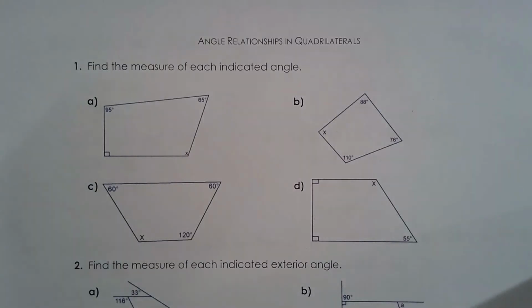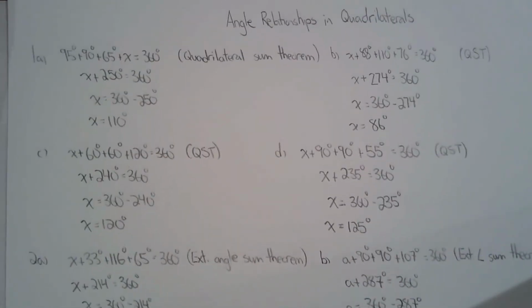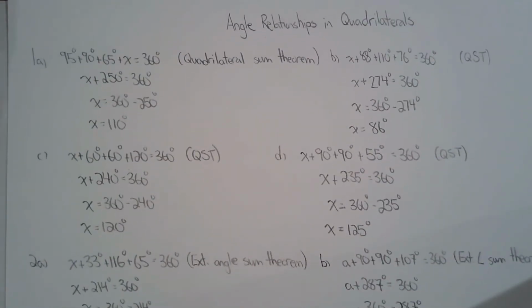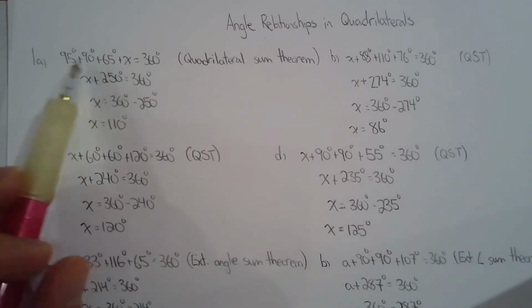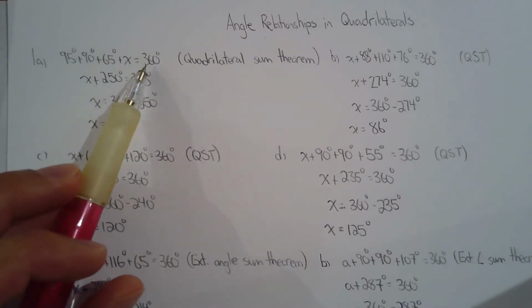In this video, we'll be taking up the homework on the angle relationships in quadrilaterals. For the first question, A, B, C, and D, we're basically using the quadrilateral sum theorem. We're given three of the four interior angles, and your job is to solve for the fourth interior angle. So add up three of the interior angles plus the fourth one is equal to 360 degrees.